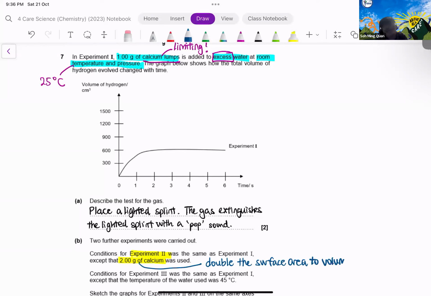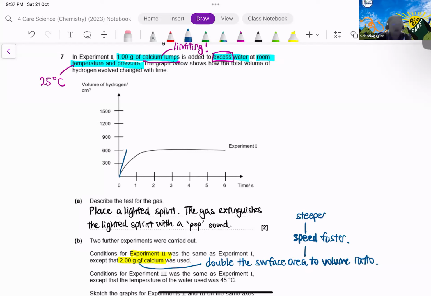Okay, we have gone through this in class before. If I double the mass, I double the surface area to volume ratio. That is the first point. Now, if I double the surface area to volume ratio, this means the speed is faster. And how would you show on a graph that the speed is faster? The speed is faster if it's steeper. So I've just drawn that for you.